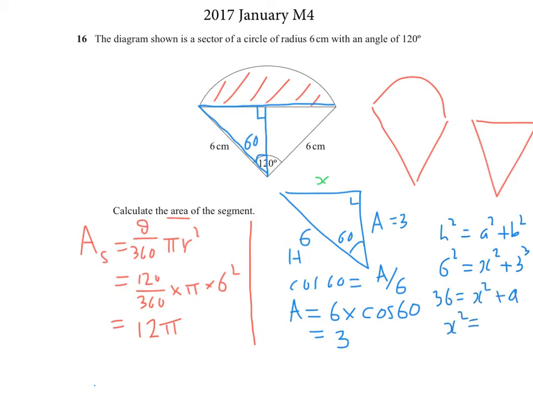Take the 9 off to get 27. And that gives you that x would be the square root of 27. So what have we worked out? We now know that this length here is root 27. So the full length from, let's call that, from A to B would be double root 27, which would be 2 root 27. That's just a number. So we can then find the area of that triangle.